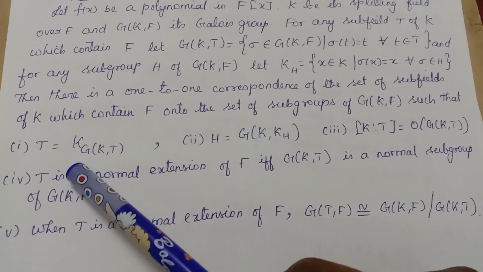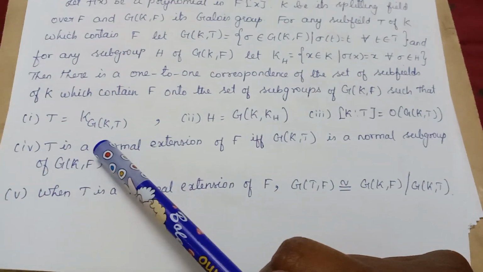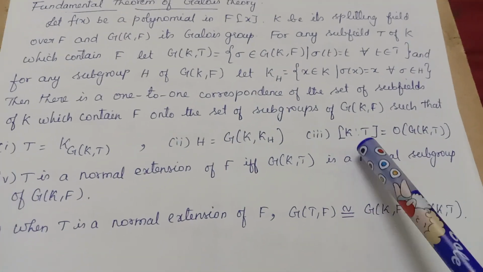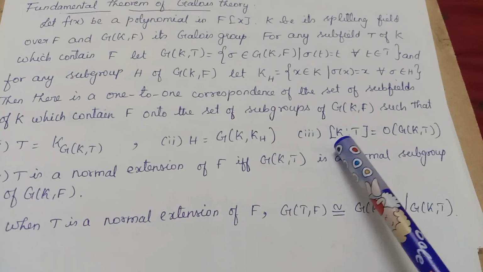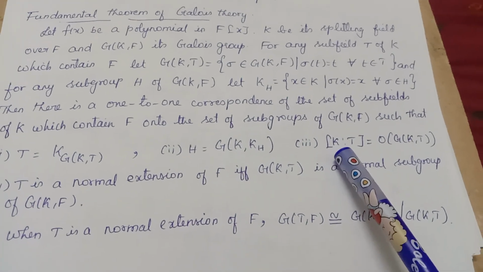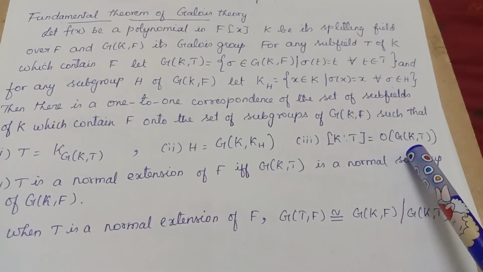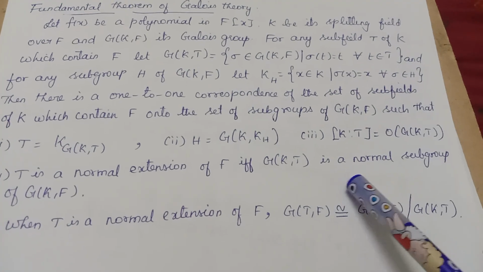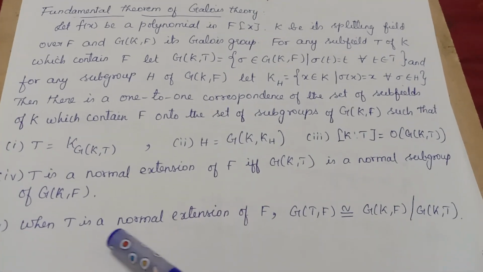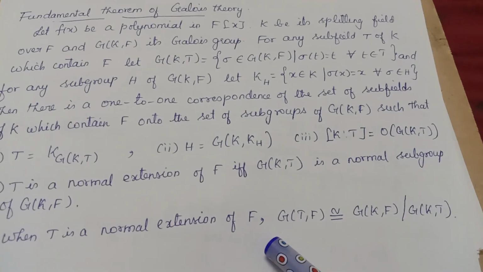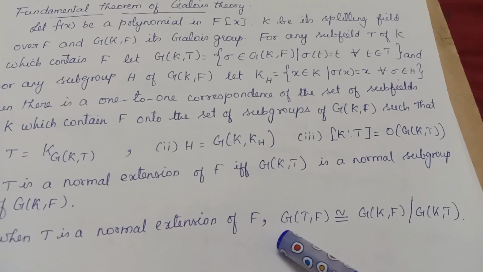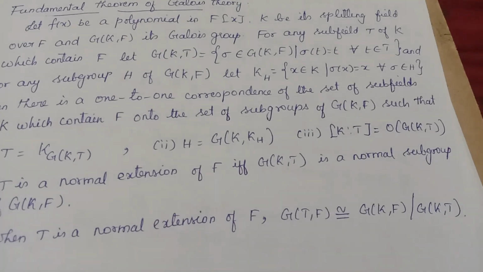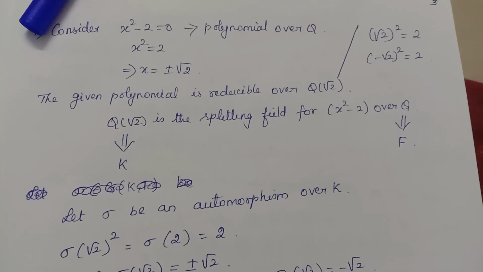So what are the things that are satisfied? T equals K_G(K, T) and H equals G(K, K_H), and the index of K over T equals, what do we say? The degree of K over T is equal to the order of G(K, T), and T is a normal extension of F if and only if G(K, T) is a normal subgroup of G(K, F). When T is a normal extension, G(T, F) is isomorphic to G(K, F) by G(K, T). Okay, right. Let us see some examples.